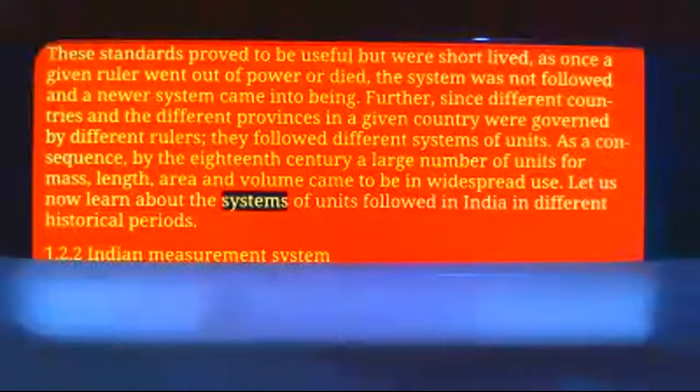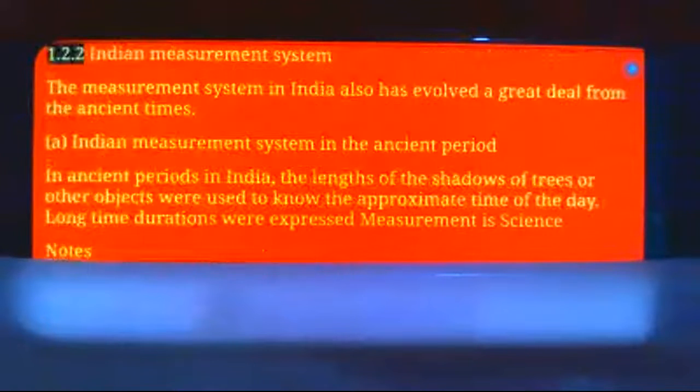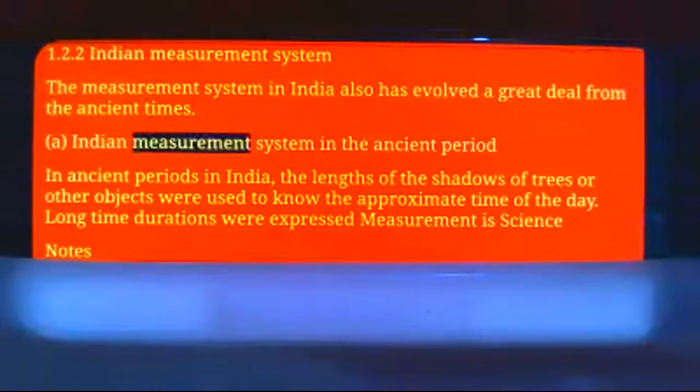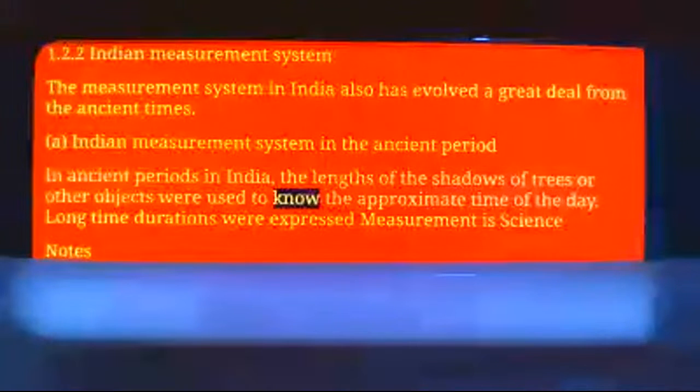Let us now learn about the systems of units followed in India in different historical periods. 1.2.2 Indian Measurement System. The measurement system in India also has evolved a great deal from ancient times. A. Indian measurement system in the ancient period. It aimed to know the approximate time of the day.